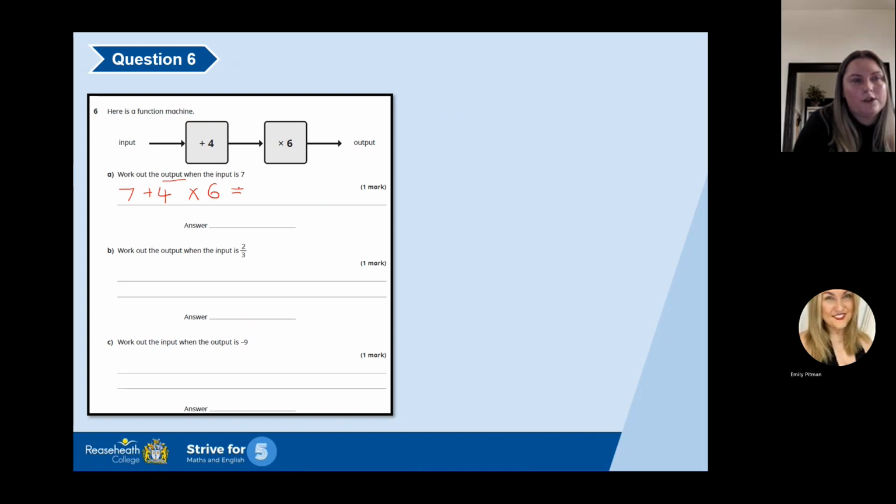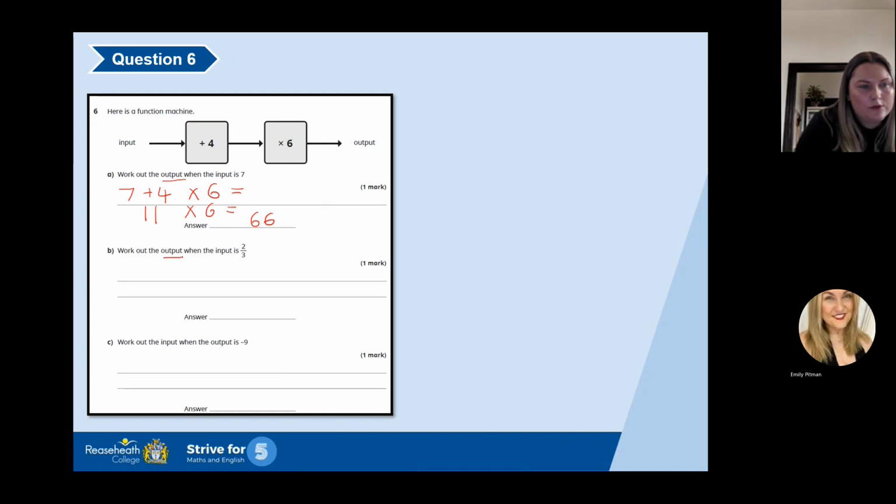So where I tripped up doing this is I automatically did BIDMAS. So I was doing 4 times 6 and adding on 7. But in actual fact, with these ones, what you need to do is just do it as it comes with the function machine. So 7 add 4 is 11 times 6 equals 66. Don't put that straight into the calculator because, as I said before, it will do BIDMAS for you. So do the 7 plus 4 first, then times by the 6. Okay.